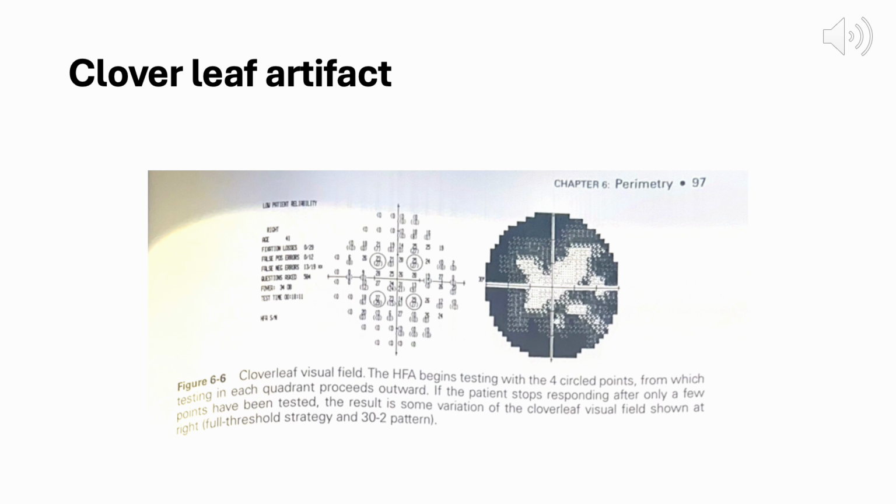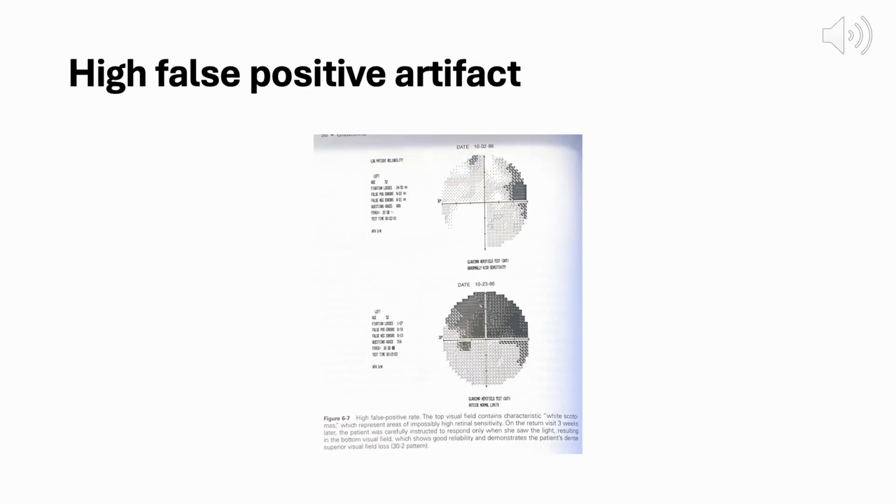It's important to recognize this artifact, as it may be mistaken for severe glaucomatous loss if not interpreted in context. You'll also notice extremely high false negatives and long test duration, further indicating low patient reliability. This slide illustrates a classic example of high false positive artifact. In the top field, the patient has a falsely elevated sensitivity. These are the so-called white scotomas, areas where the patient reports seeing stimuli at intensities beyond what's physiologically possible.